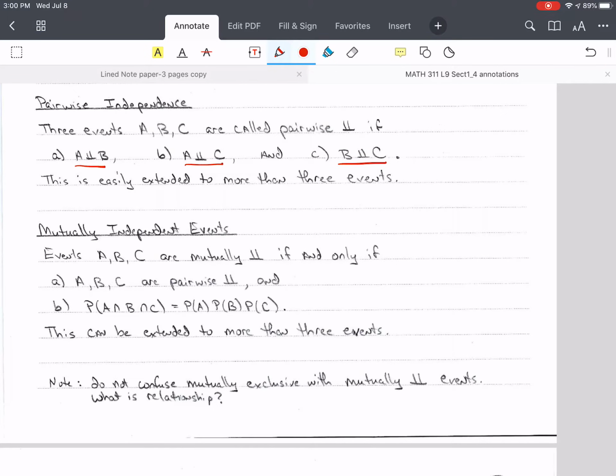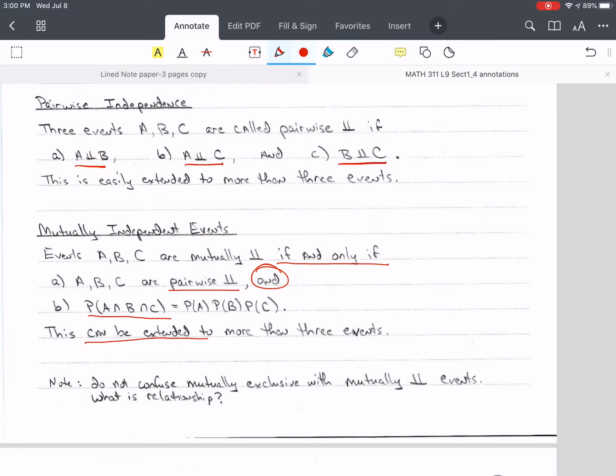Now, mutually independent events, this goes a little bit further. A, B, and C are events that are mutually independent if and only if A, B, and C are pairwise independent, and in addition, the probability of A and B and C is equal to the product of their probabilities: the probability of A times the probability of B times the probability of C. And again, this can easily be extended to more than 3 events.